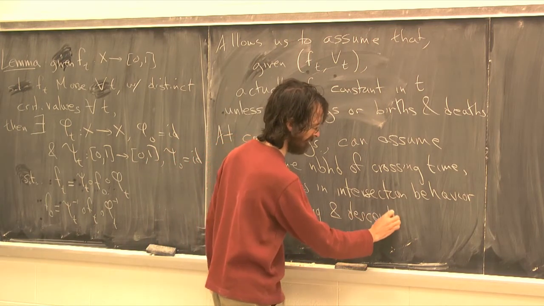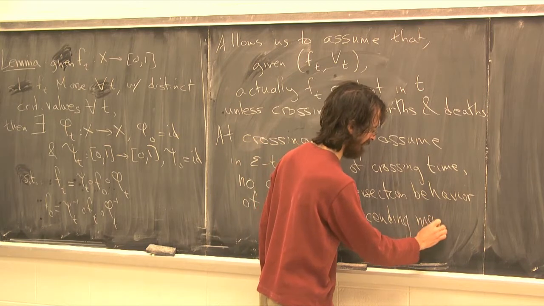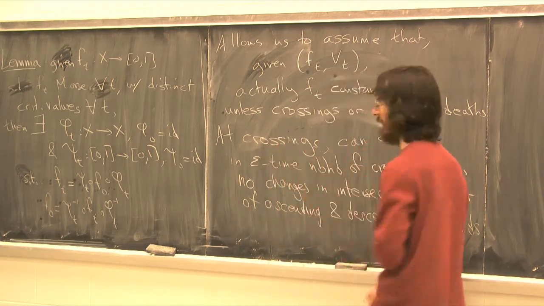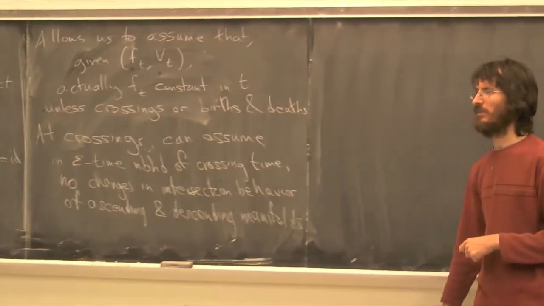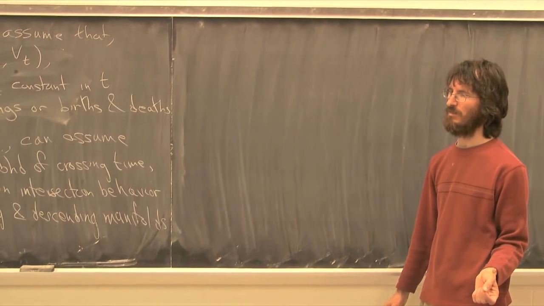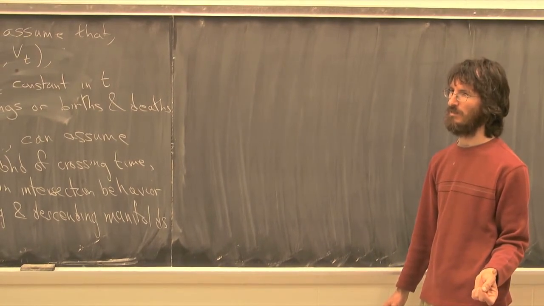You're assuming that a crossing does occur there? If there is a crossing. Yeah, at crossings, at a particular time when a crossing occurs. Because it's not always true that there may not be any crossings. And if you pick two consecutive critical values, it's not necessarily true that you can make them cross.